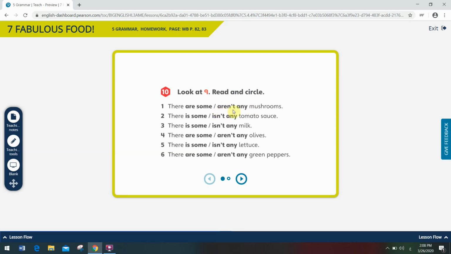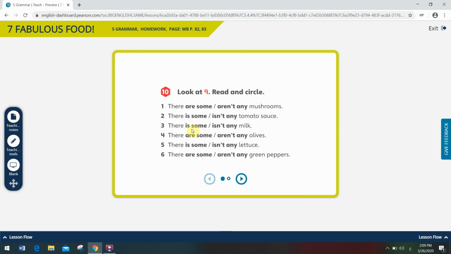Number 2, there is some or there isn't any tomato sauce. There isn't any or there is some tomato sauce. We had tomato sauce. Excellent. So there is some tomato sauce.